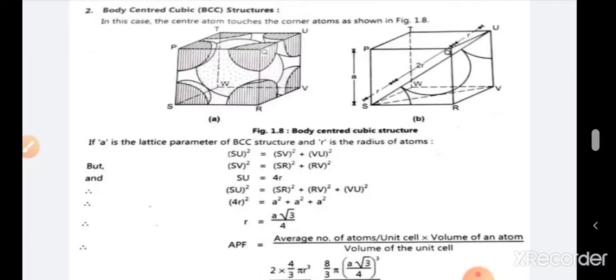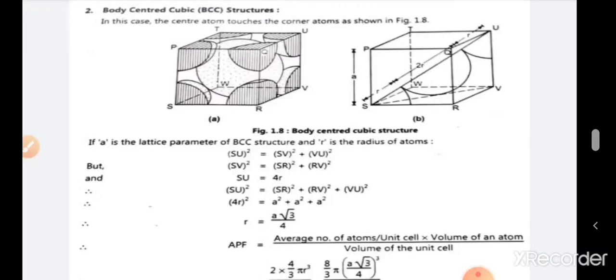So now (4r) square is equal to 3a square. We have to take the square root on both sides. When we take the square root on both sides, we get 4r is equal to root 3 a. That's why the value of r is root 3 a divided by 4.